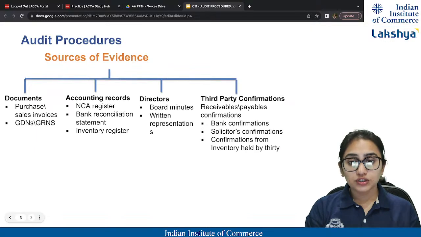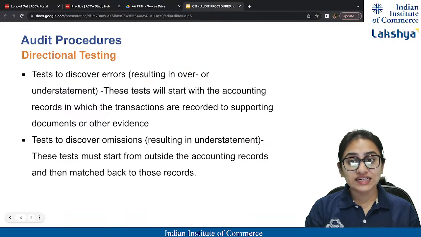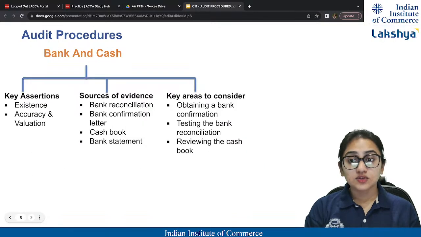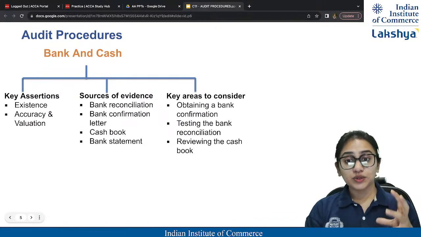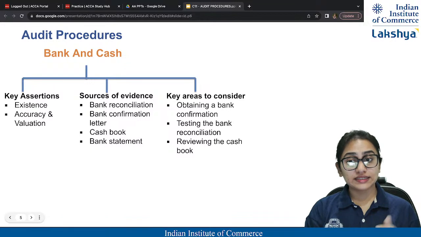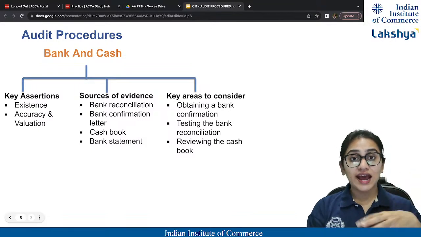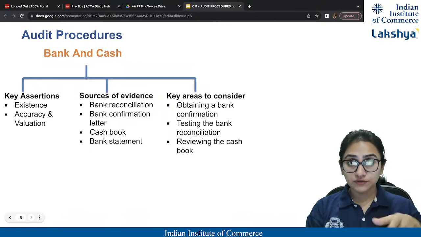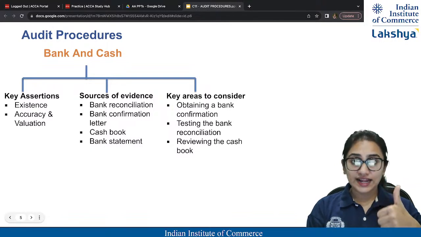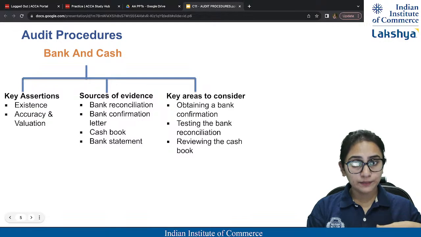So, this is audit procedures on directorial testing, yes? This is audit procedures on cash and bank. So, let's do audit procedures on cash and bank. The main thing that we have to find out in cash and bank is if the cash and bank figure actually exists, the accuracy and valuation. For that, what we will do? Recalculation for at least a sample.